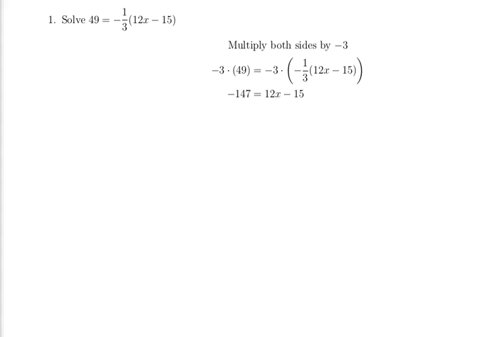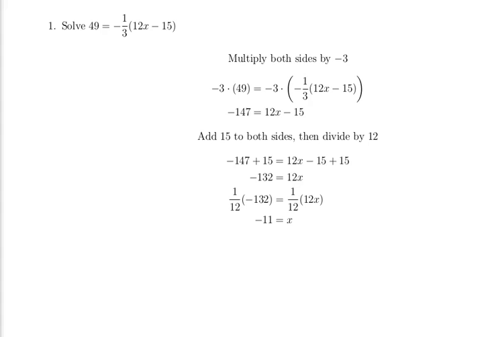Now we still want to undo all the things that have been done to x. The last thing that's being done to x on the right-hand side is subtracting 15, so we'll add 15 to both sides of the equation and then divide both sides of the equation by 12. So here we are adding 15 to both sides of the equation, leaving this equation.